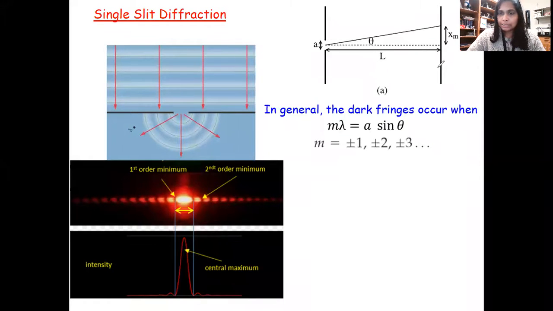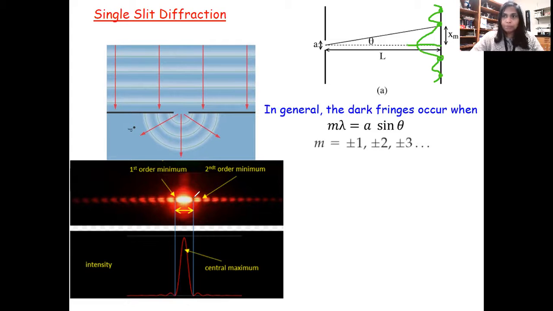So if you draw the intensity graph on top of the screen, it will be something like this. The same thing happens on the other side. Here, as you notice, the xm is the height from the central maximum. This is the center of the central maximum, and this is the first minima. And we have the second minima over here. On the other side, we have the first minima and the second minima, right?